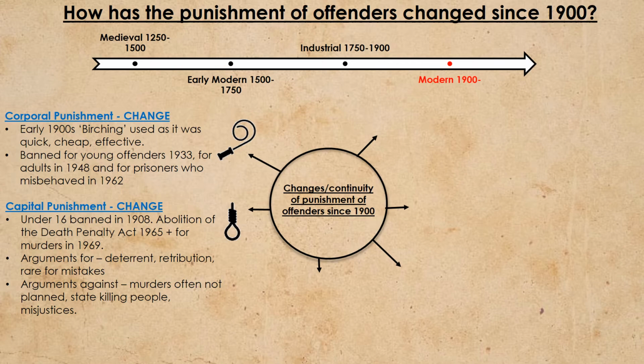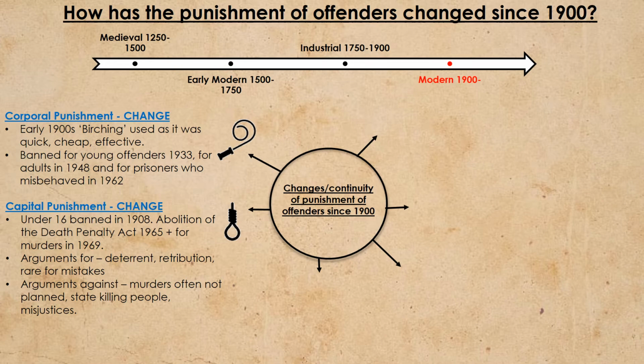However, just like there are arguments for the return of the death penalty, there are also arguments against it. For example, most murders are not planned. They are normally done in the heat of a moment. Therefore, people will argue that it's not an effective deterrent because people were not thinking about it at the time. Technically, it is the state, the government, authorising the killing of one of its citizens through an execution. And there are cases of mistrials and misjustices where the wrong person is found guilty of a crime. And of course, if you execute them, you can't take that back, okay?